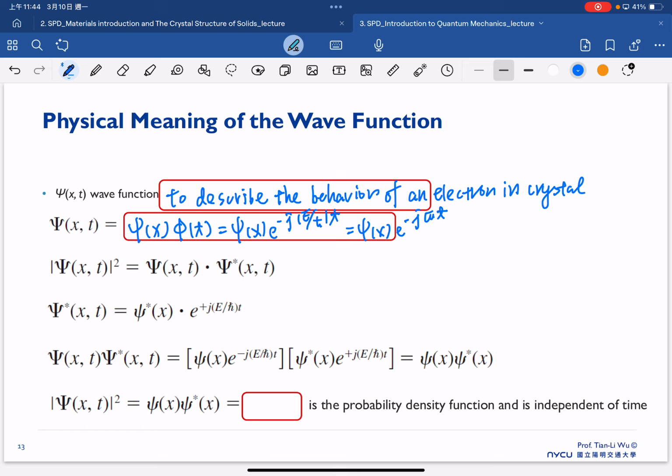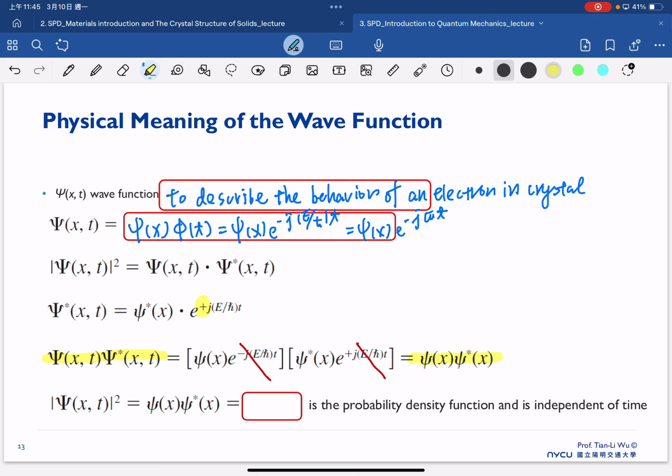So now we do a small trick. We try to multiply this wave equation twice, which will be equal to this times this phi star. And then we all know once we put the star here, that means this equation now becomes the exponential positive j e over h bar t. So now we try to multiply these two, and then that means this and this can be cancelled. So in the end, we can have this equation come out.